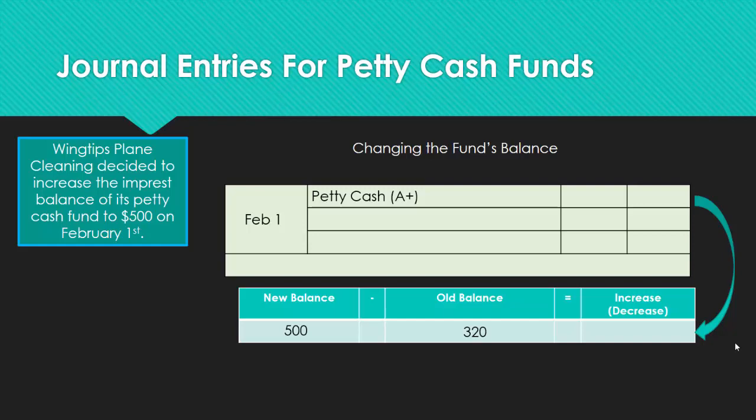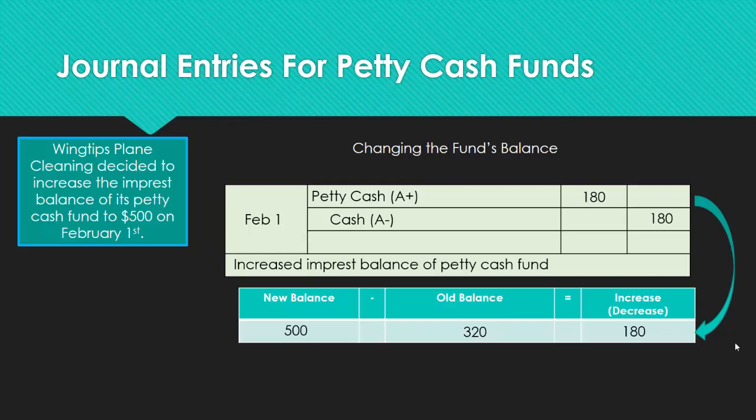Our old imprest balance was $320, which means we are increasing by $180. So we're going to debit petty cash for that amount, and we are going to credit cash for that same amount, $180. And we increased the imprest balance of the petty cash fund.